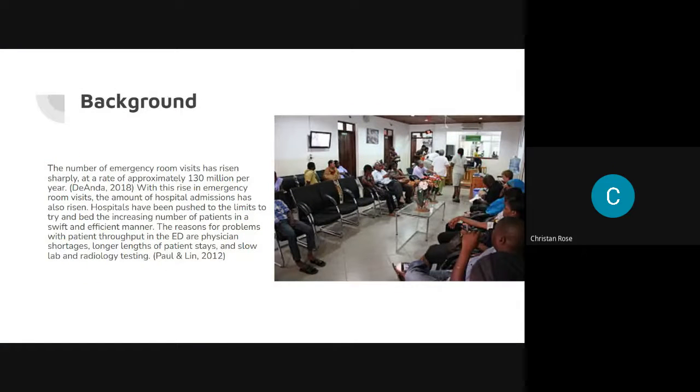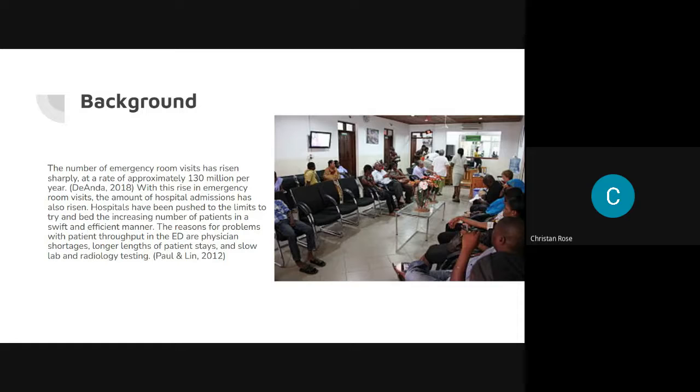So a little bit of background. The number of emergency room visits has risen sharply at a rate of approximately 130 million per year. With this rise in emergency room visits, the amount of hospital admissions has also risen. Hospitals have been pushed to the limits to try and bed the increasing number of patients in a swift and efficient manner. The reasons for problems with patient throughput in the ED are physician shortages, longer lengths of patient stays, and slow lab and radiology testing.